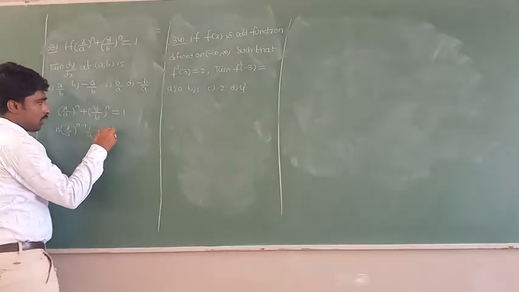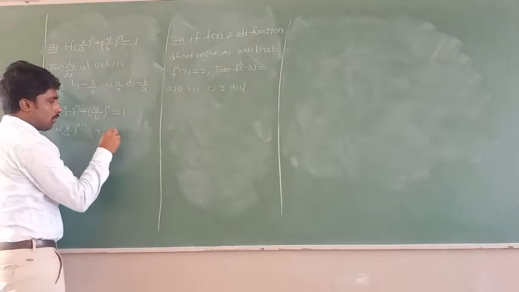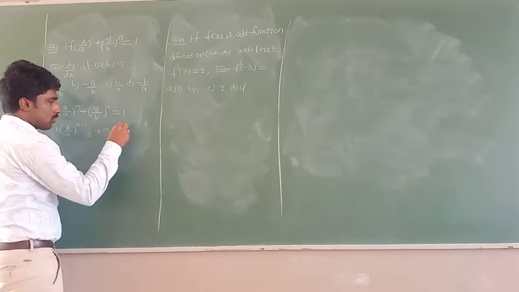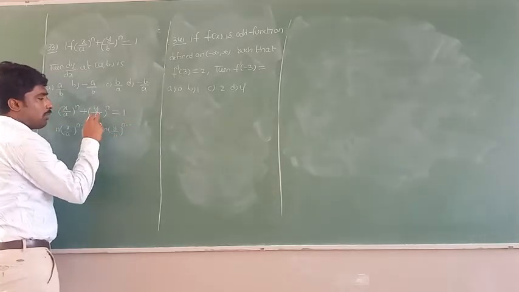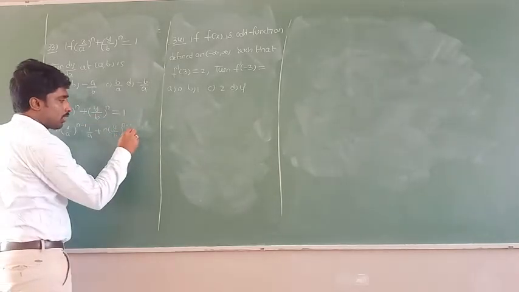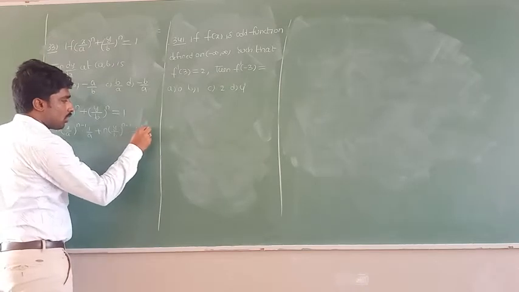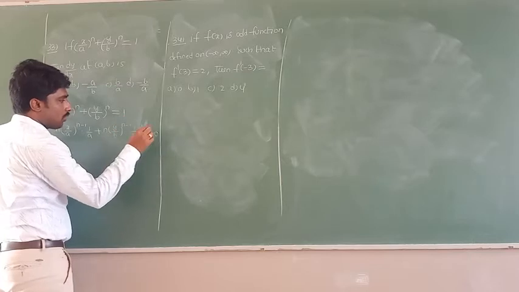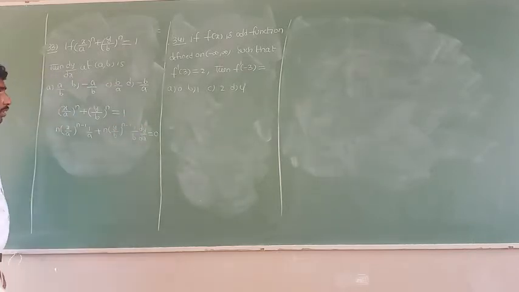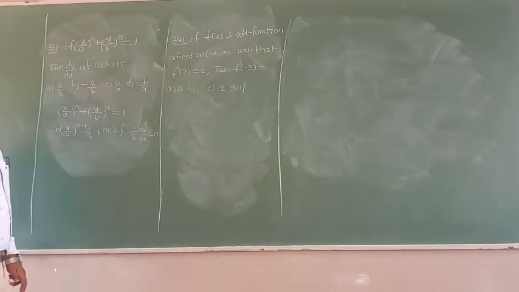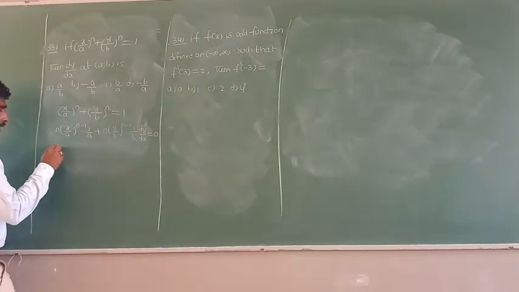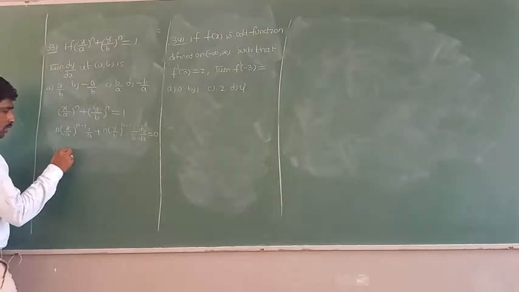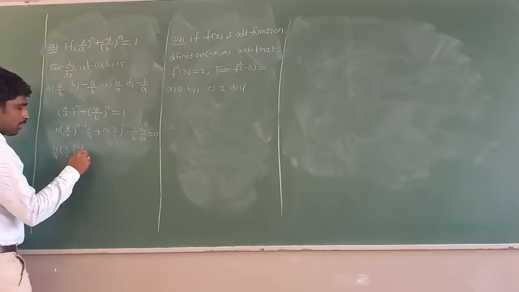Plus n into (y by b) whole power n minus 1, into the internal differentiation of y by b. What will we get here? 1 by b into dy by dx equal to the differentiation of 1. What will you get here? 0 you will get. Now in place of x and y you need to substitute a comma b. If I substitute it, what will we get? N by a into, so this is (a by a) whole power n minus 1.